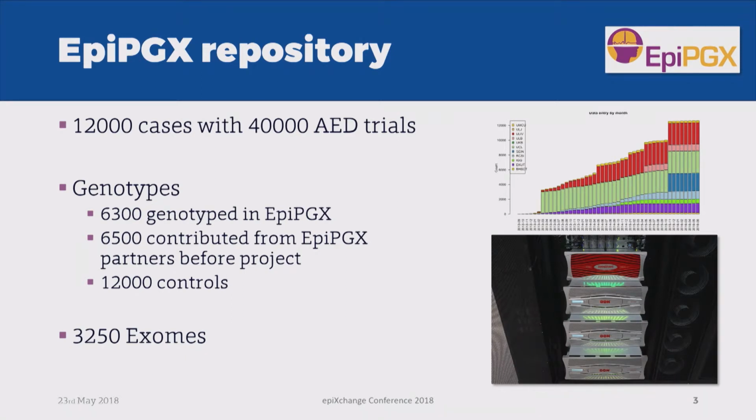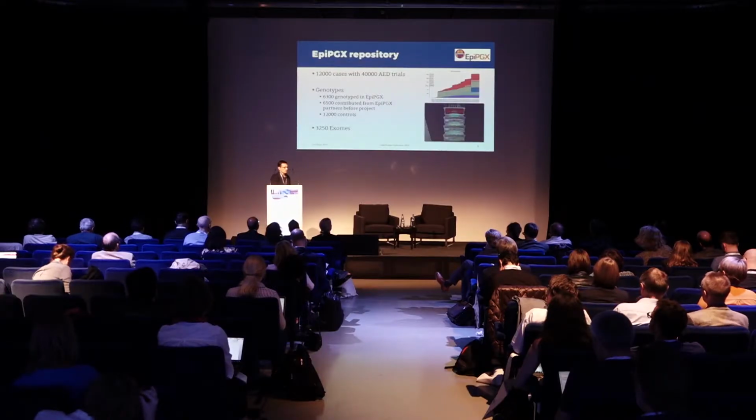So the data set that has been compiled is pretty impressive, I find. We have about 12,000 cases collected in the phenotype database, with 40,000 AD trials recorded. Some of this data was prepared before, converted from existing databases and then augmented. You can see in this graph up here that some of those jumps are points where we introduced patients, and most of the cases were genotyped. Genotypes were also contributed by projects from partners that were collected before epiPGX started. There's a standard set of controls. You can, of course, get more controls from dbGaP.